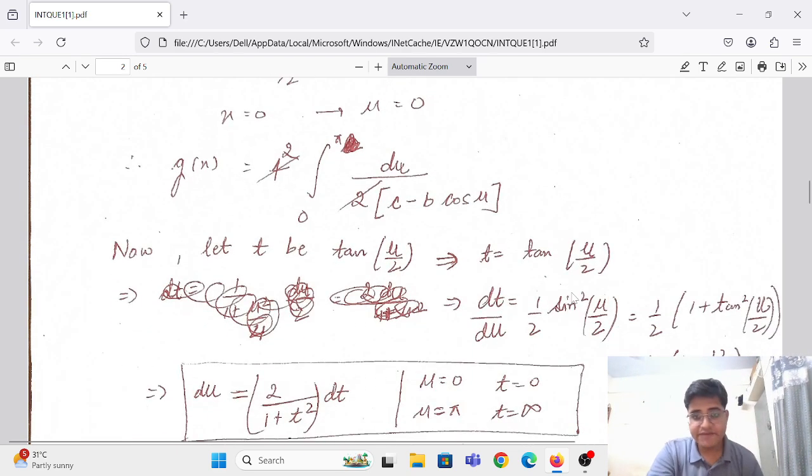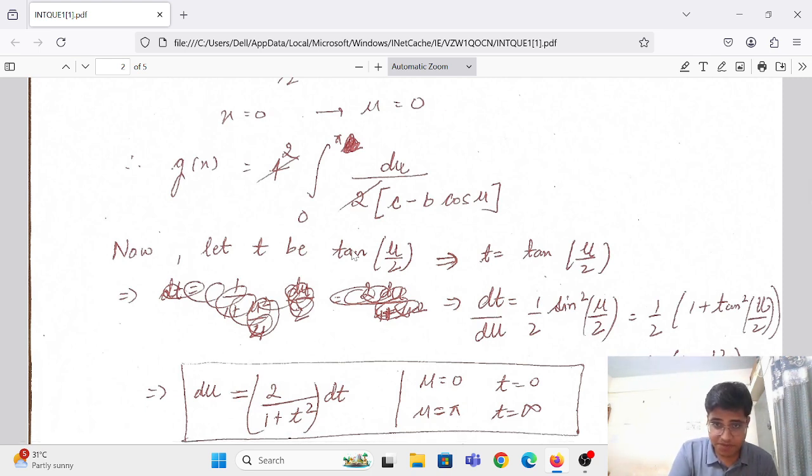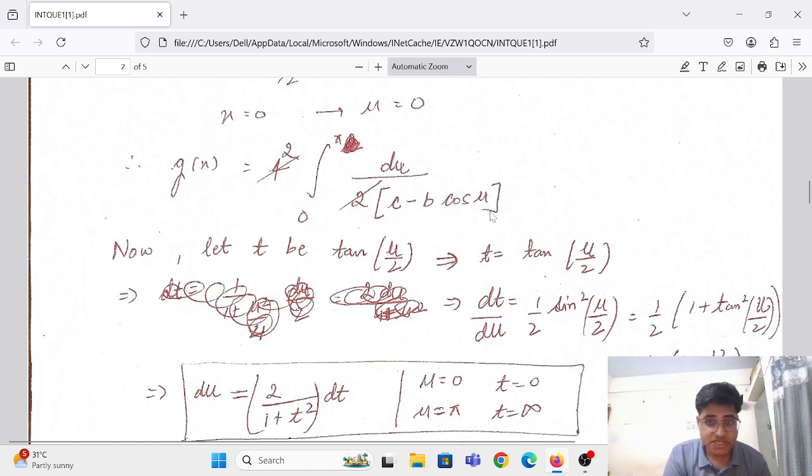Okay. Now that we have obtained this, again we do a new transformation. We know a specific formula of cos u in terms of tan u by 2, and that transformation would be useful to solve this integral. So what we do is we assume t to be tan u by 2. In that case, dt by du would be half of sec square u by 2.